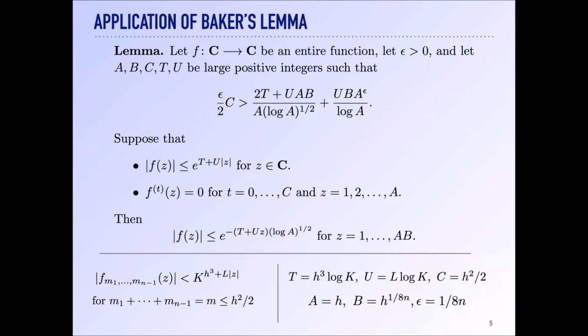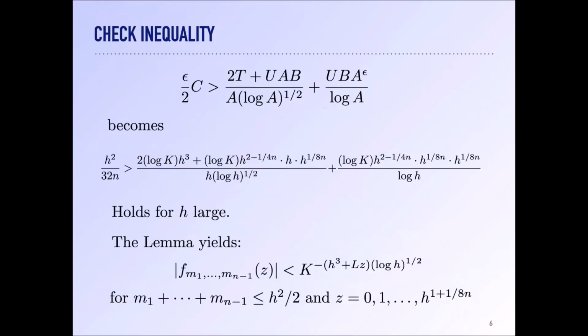And then for the constants, you can use a is h, and this 1 over 8n comes from our L, which was h to the 2 minus 1 over 4n. This is going to get squared somewhere, and you need it to cancel out the 1 over 4n. So epsilon is 1 over 8n. Then you can check that the inequality holds. And again, I don't expect you to check this live. The punchline is all the parameters have been chosen so that it works out.